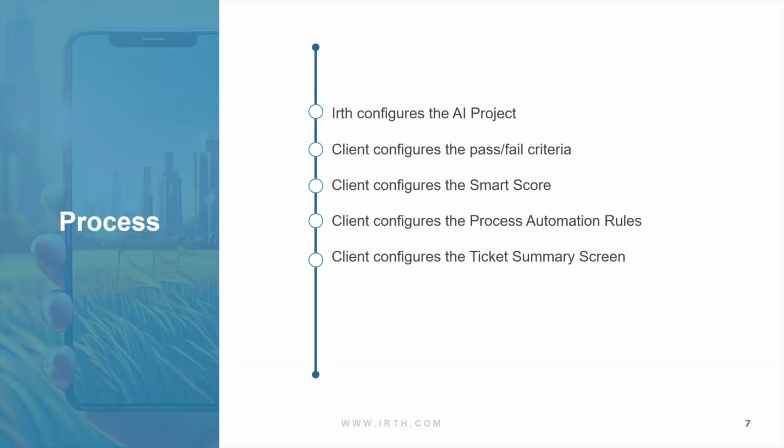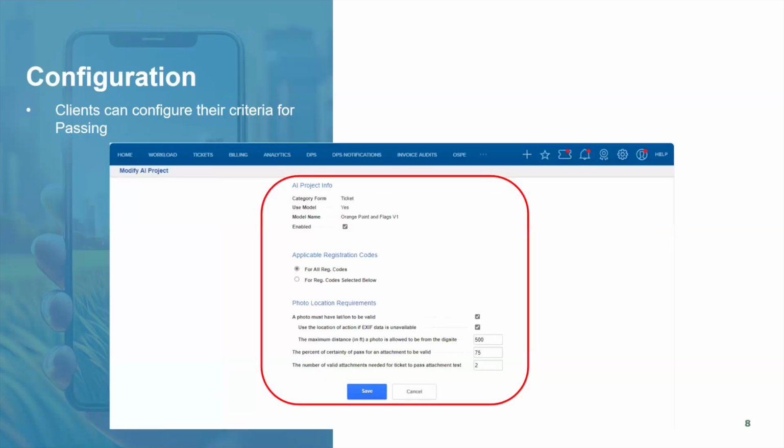Now, in terms of what does it actually look like, that's one of the most important and key things here, right? So starting first with the administration side here, and this is the only thing administrators really have to do outside of doing some of the automation here. So like I said here, this particular AI project, we turn on for our customer. They can see that now. This is specific to orange paint and flags. So that's enabled.